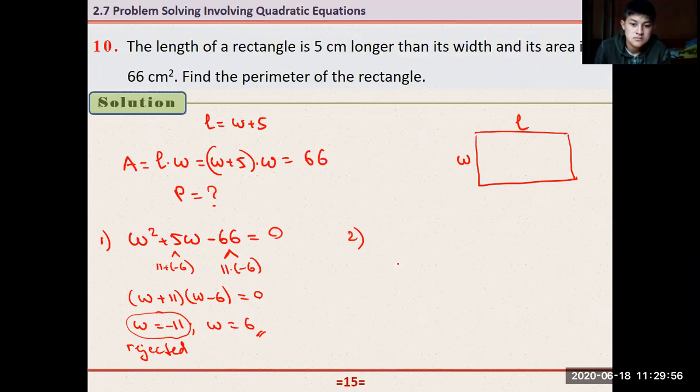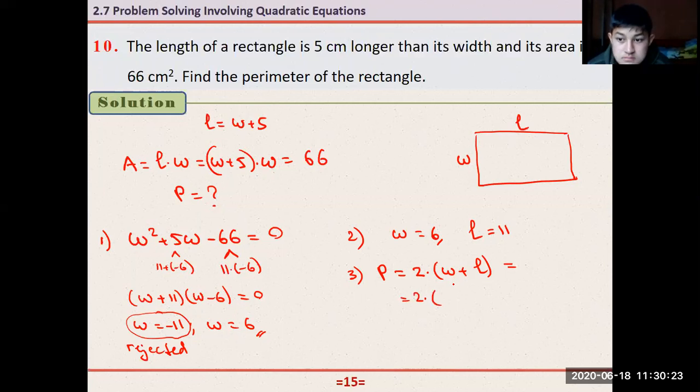Number 2, now I need to find the length. The width is equal to 6. And what is the length? Length equals W plus 5, so 6 plus 5 is equal to 11. Right? Now, third, we need to find the perimeter. That's the question. What is the perimeter? 2 times (W plus L), equals 2 times, what is W? It is 6. L is 11. So that's 6 plus 11, 17. 17 times 2 is 34. So the perimeter of the given rectangle is 34 centimeters.